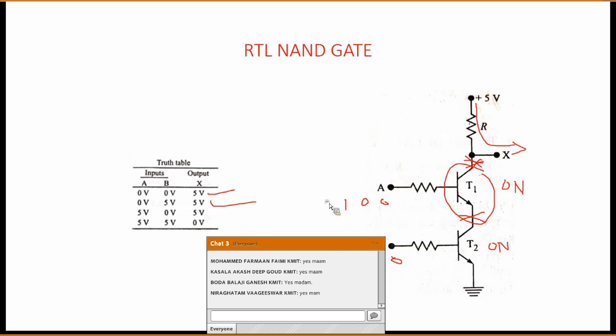Now if both are 1 and 1, both the transistors are conducting. Now we have a proper conducting path. So current will be flowing through R, T1 and T2. If both the transistors are on, the output is taken across the collector of T1. So it is equal to VCE SAT, that is 0.3 volts.